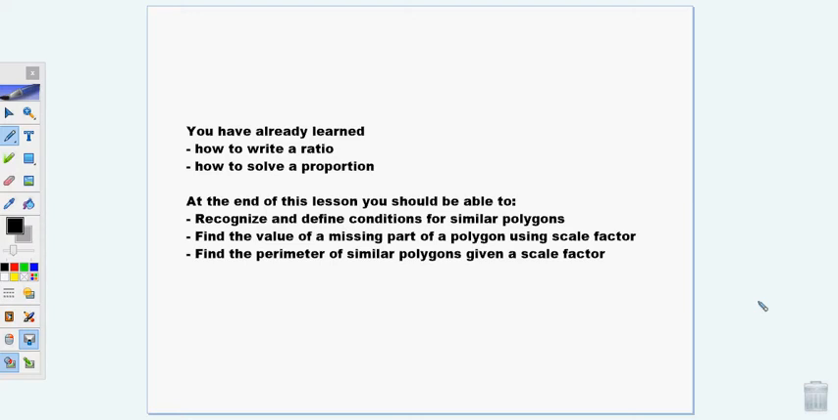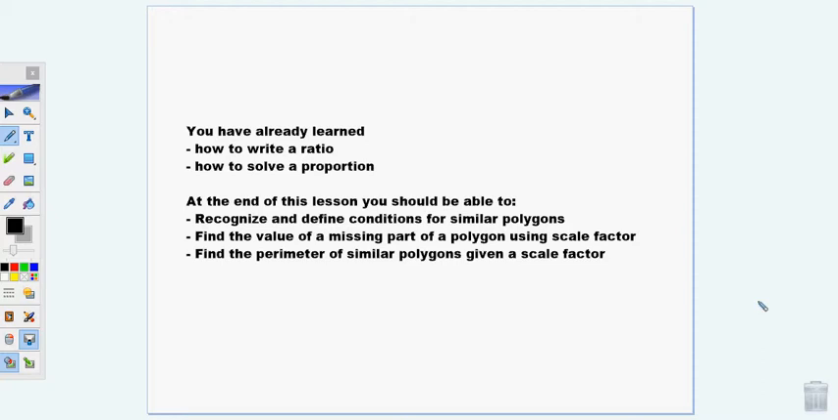In the last lesson, we talked about how to write a ratio and how to solve a proportion and how those comparisons work. And you've been doing some problems on your own and together in class to figure those out and to learn them. But today we're going to apply that a little bit more to geometry. We started doing that a little bit at the end of the last lesson.